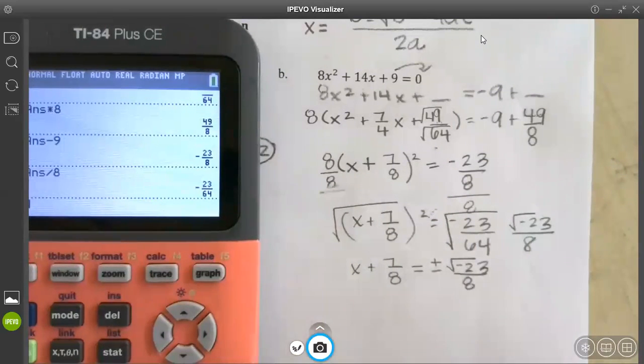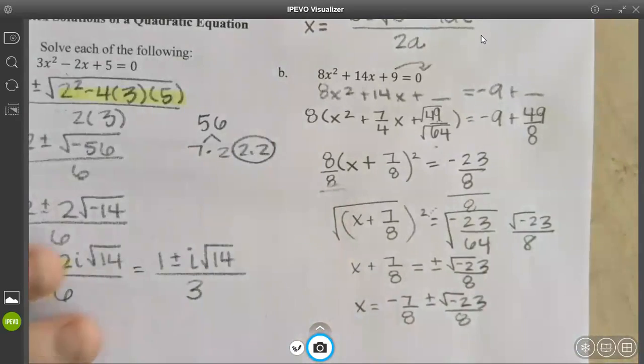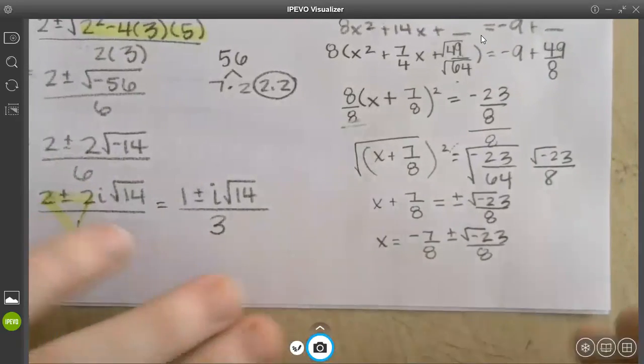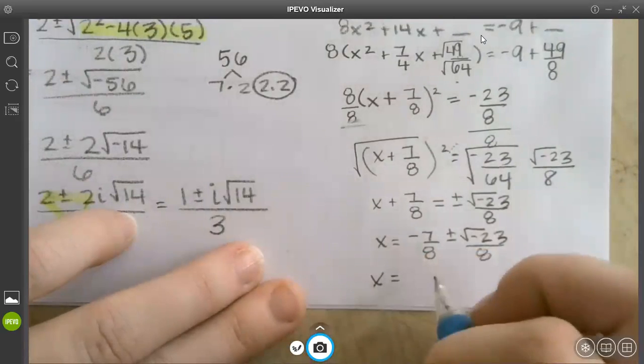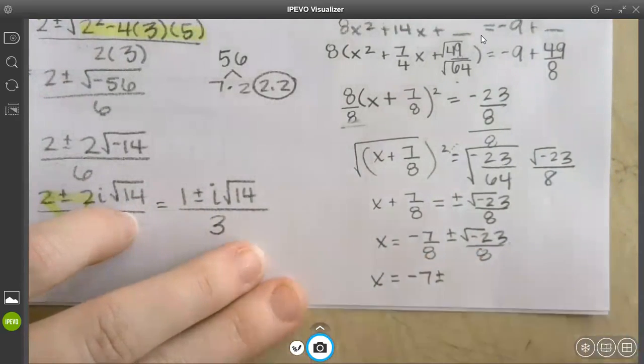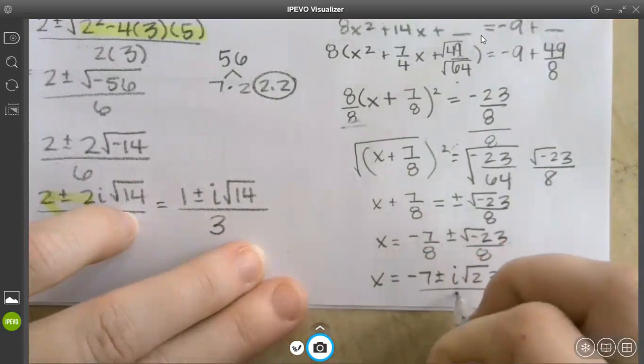How do I solve for x? Minus your 7/8. Plus or minus the square root of negative 23 over 8. Notice how they have the same denominator, right? So we can write it together like this. So our final answer. How do I fix this negative 23? And then they're both over 8.